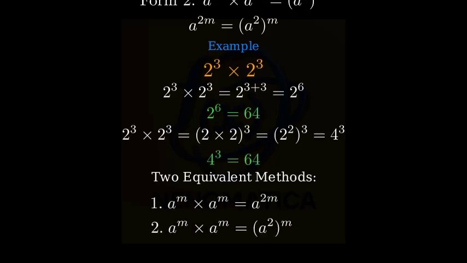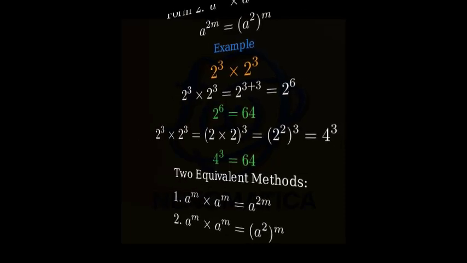The key insight here is that when we multiply powers with the same base and the same exponent, we have two valid approaches that are mathematically equivalent. You can either add the exponents for the same base or square the base and keep the same exponent.